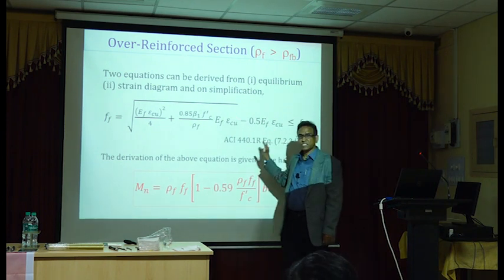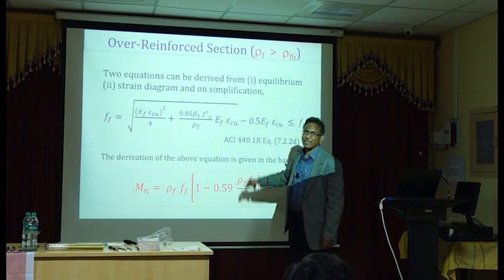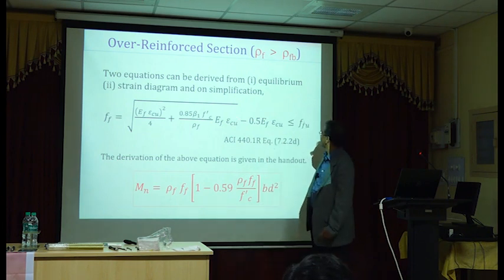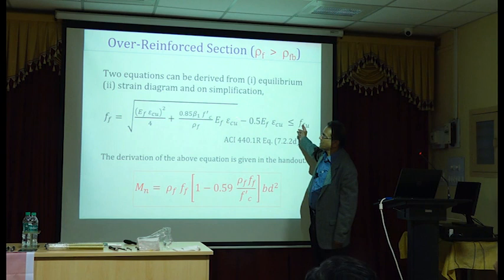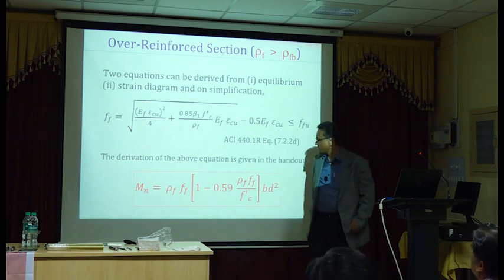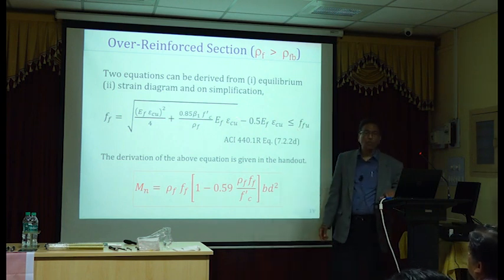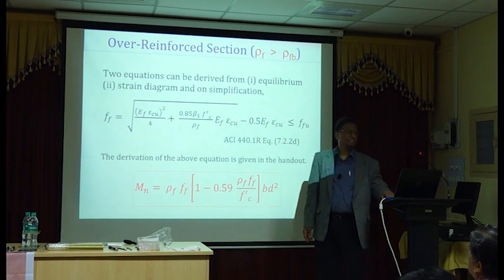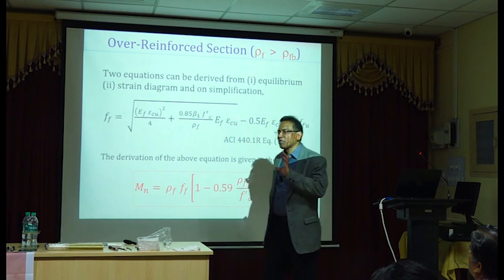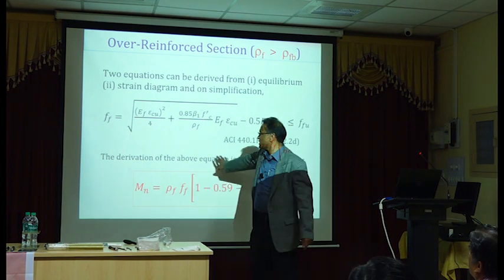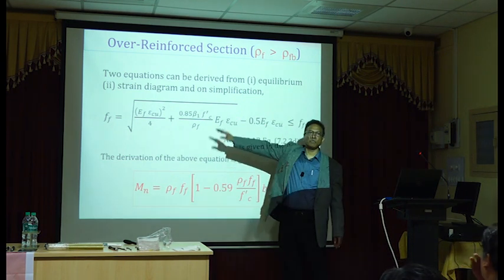As long as you are consistent with all the units, you will get the same value. No problem. And finally, it needs to be less than FFU. So that will give you your moment strength for over reinforced condition. Any questions on this? It's highly likely that 95% of the problems can be solved just using these 2-3 equations. That's all.